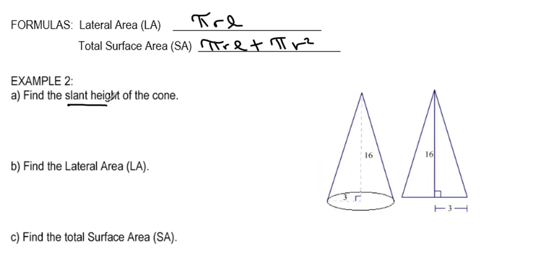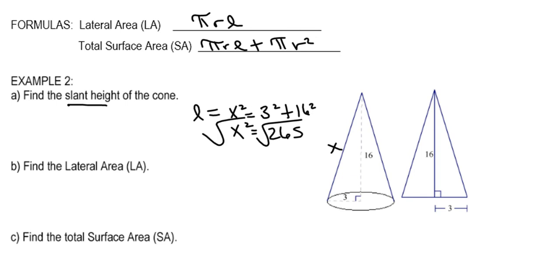So for the first example, we start by finding the slant height of the cone, and once again we have a right triangle here where we're looking for the slant height, which is going to be the hypotenuse. So we find x squared to be equal to 3 squared plus 16 squared. So then 3 squared plus 16 squared is 265, and we're going to find the square root of that to get our slant height. So we should get a slant height of 16.279.